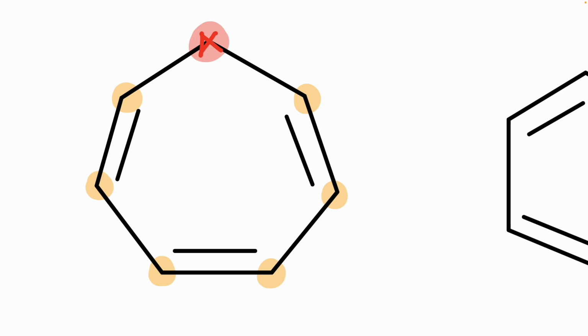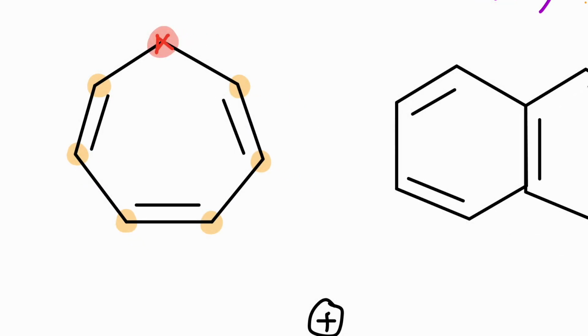And so that's going to break my conjugation in my ring. So I do not have a fully conjugated ring. I'm not even going to go on to rule 2 here. Since this one fails rule 1, it is non-aromatic.